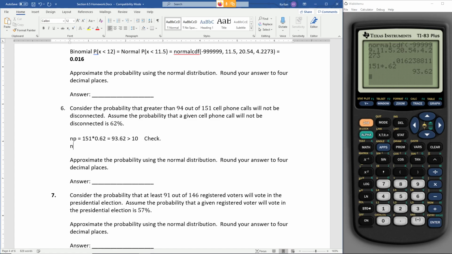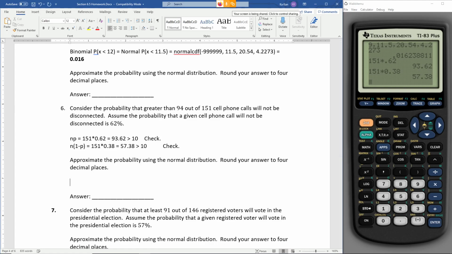n times 1 minus p would be 151 times 0.38, right, equals 57. So that is also bigger than 10. Check. So that means we are clear to use normal distribution. So then the question is, how are we supposed to do it?